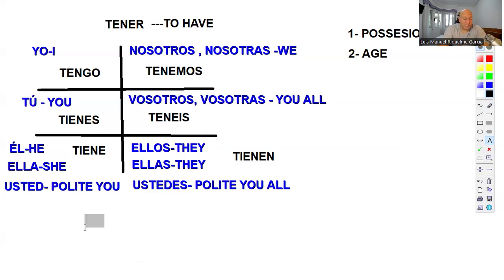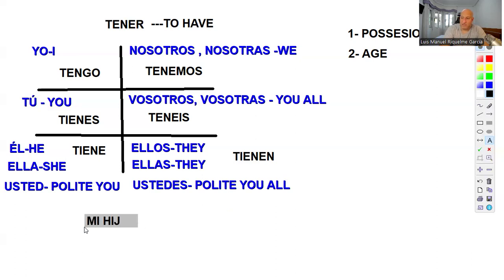So if you want to say, for example, in my case, I'm 41. Yo tengo 41 años. I am 41 years old. Mi mujer tiene 44 años. My wife is 44 years old. Mi hermano tiene 30 años. My brother is 30 years old.